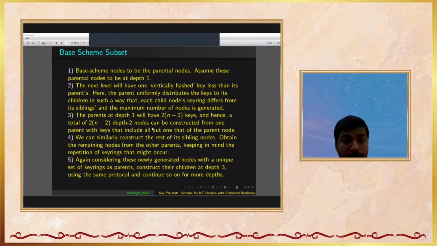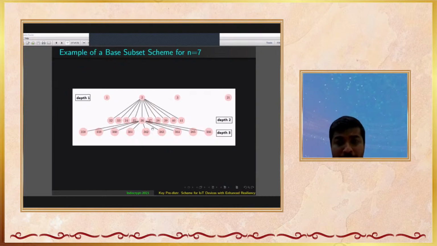Next, we construct the base subset scheme. Here, for an example, n equals 7. For depth 1, the total number of nodes is 21, and the number of nodes created from each node is the total number of its keys. We already saw that the total number of keys of each node is 10. So from any node in depth 1, the total number of nodes created is 10, and at depth 3 the number of nodes each creates is 9, as we already said that the number of keys at each depth decreases by the cardinality of 1.